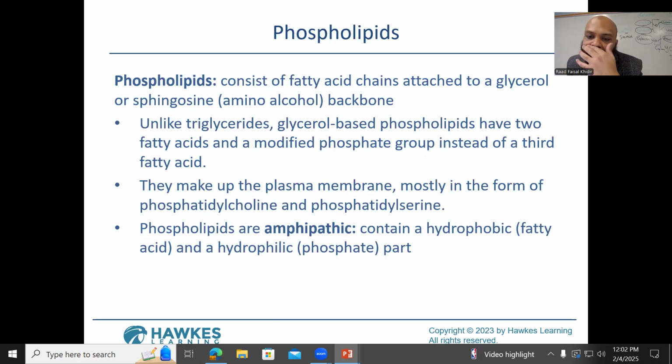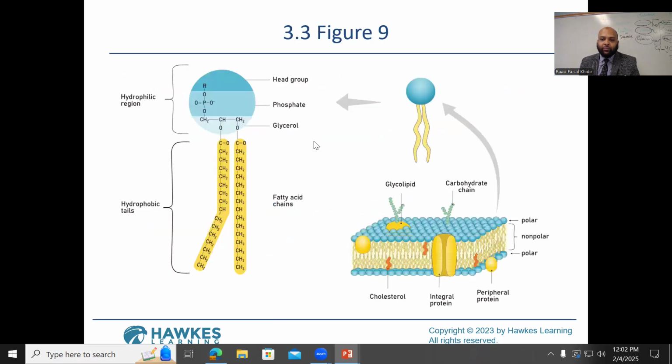Now, when we look at phospholipids, phospholipids consist of fatty acid chains attached to a glycerol or a sphingosine. That's an amino alcohol backbone. So they are amphipathic. Phospholipids are amphipathic because they contain a hydrophobic core and a hydrophilic phosphate part. So they make up the plasma membrane mostly in the form of phosphatidylcholine and phosphatidylserine. So you see, this is the head group, this is phosphate, and this is glycerol.